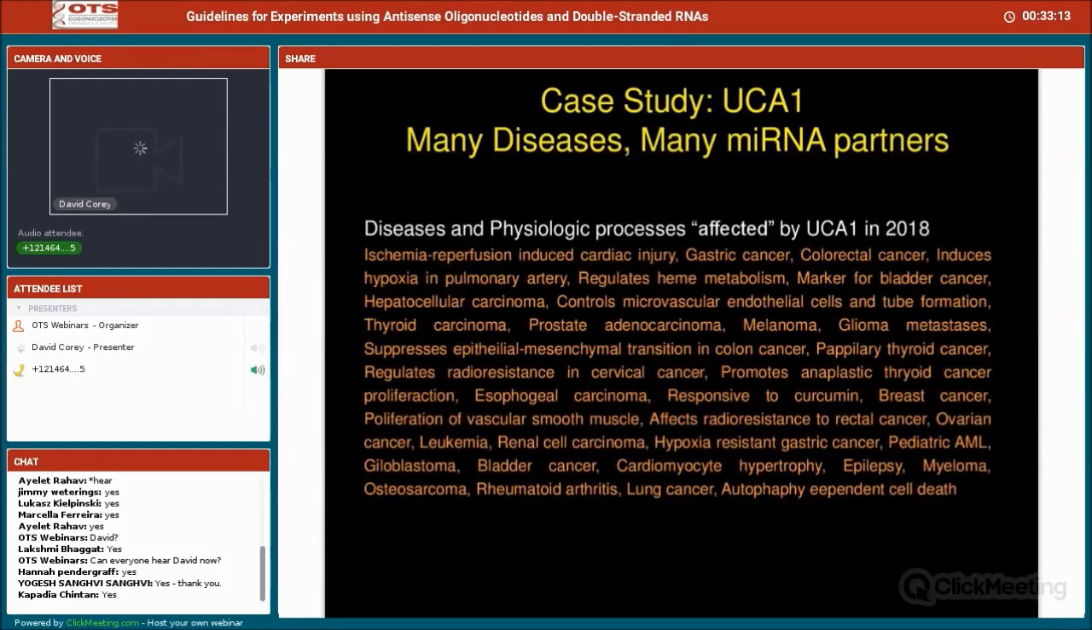And what is the consequence of that? Well, these 49 papers ended up suggesting that this non-coding RNA was responsible for this extremely wide array of different diseases. There are many different types of cancer, but there are also diseases like cardiomyocyte hypertrophy and epilepsy that aren't involved in cancer. So if you were to look at this literature, you would believe that this non-coding RNA is involved in dozens of different diseases.